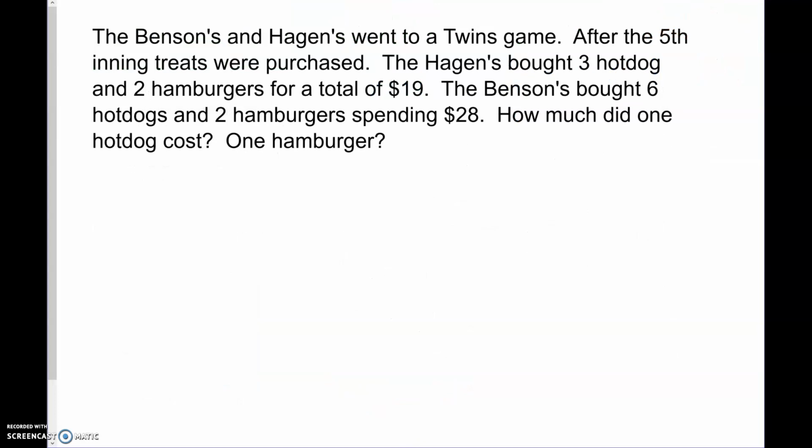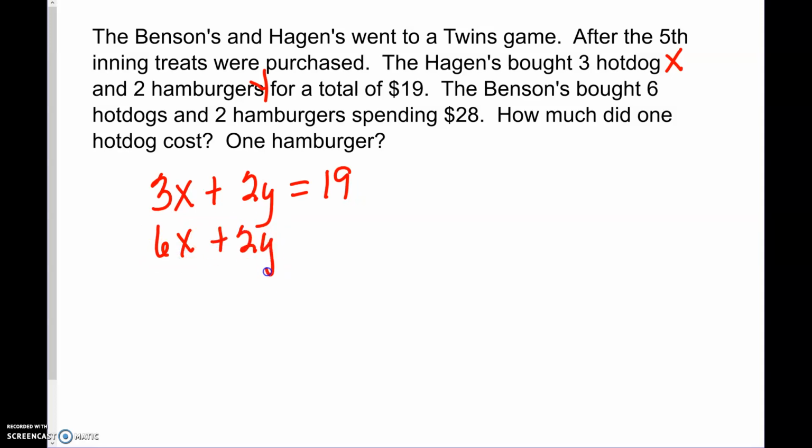All right, last problem here. The Bensons and Hagans went to a Twins game. After the 5th inning, treats were purchased. The Hagans bought 3 hot dogs and 2 hamburgers, spending $19. So let's let hot dogs be x and hamburgers be y. So the Hagans bought 3 hot dogs and 2 hamburgers, and they spent a total of $19. The Bensons bought 6 hot dogs and 2 hamburgers, and they spent $28.